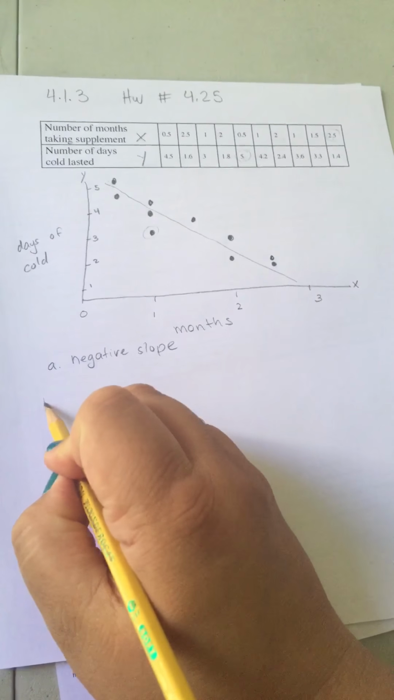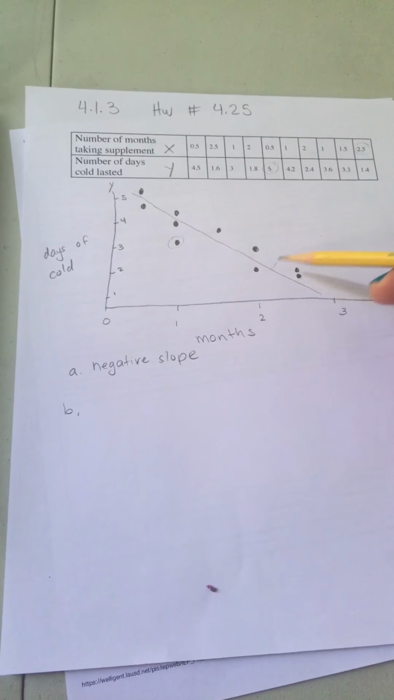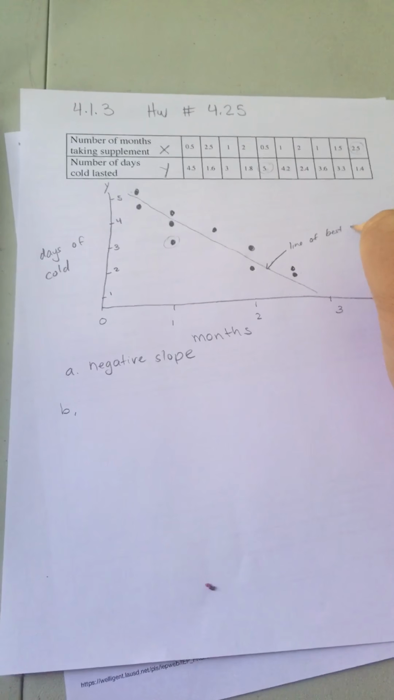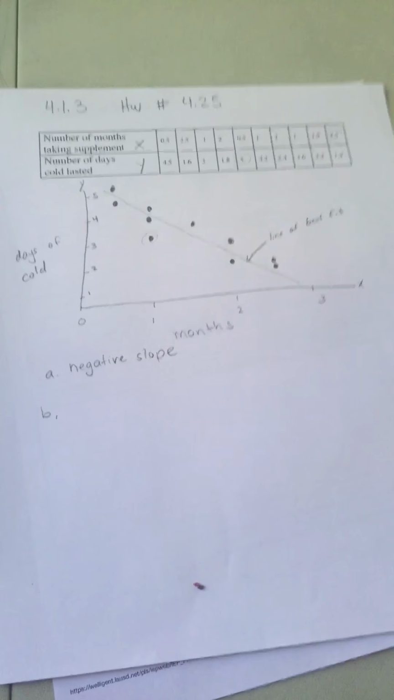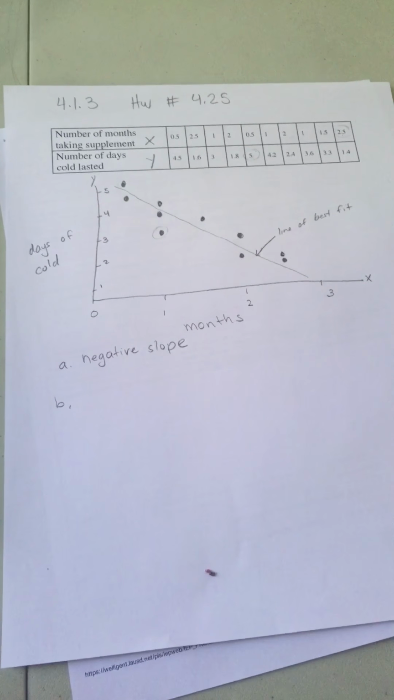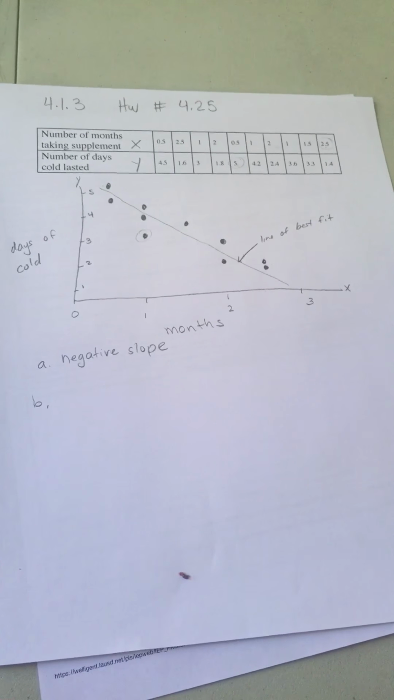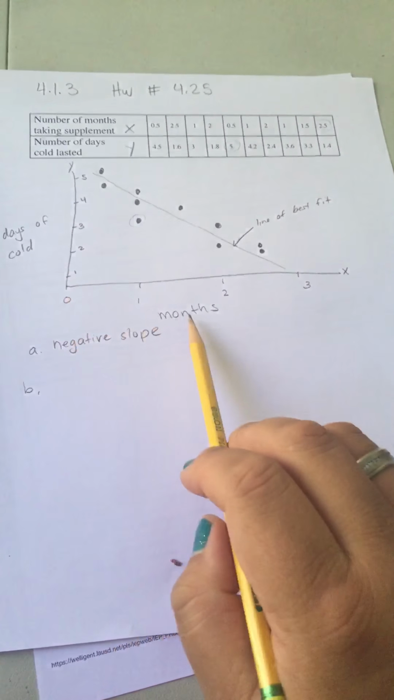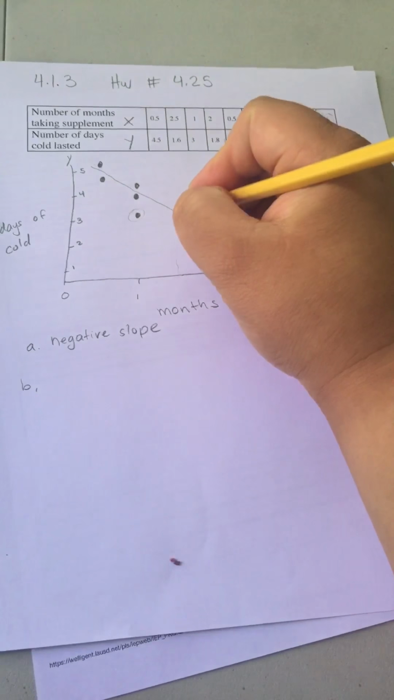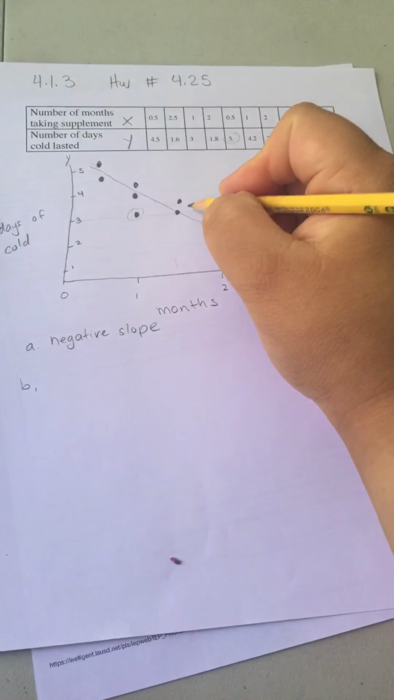Question B is asking you to draw the line of best fit, which we already did, which is this line right here. That's your line of best fit. And now it's asking if you took the supplements for 1.5 months, how long would your cold last? So if I start here, I took it for 1.5 months. It looks like my cold would probably last about this long, maybe about 3 days.